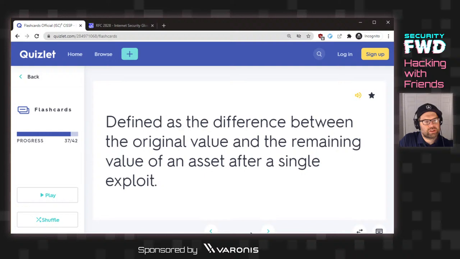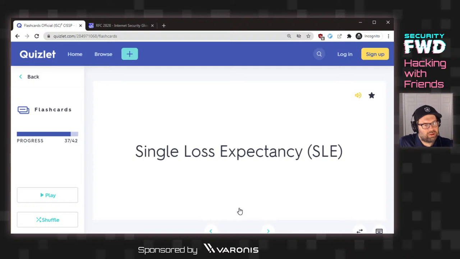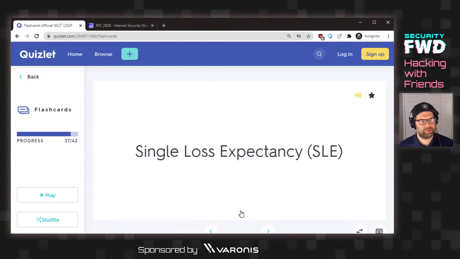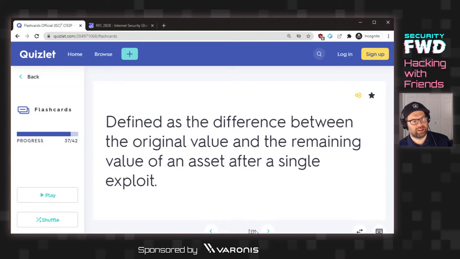Okay. Defines the difference between the original value and the remaining value of an asset after a single exploit. Asset devaluation? Harm maybe? Single loss expectancy. That's not a term I think about a lot. And this one is so hard to consider, what the cost of a security breach or an incident is in terms of an asset. Certainly that's something that changes with every organization. It's very different if a consumer organization or an enterprise has a security exploit.